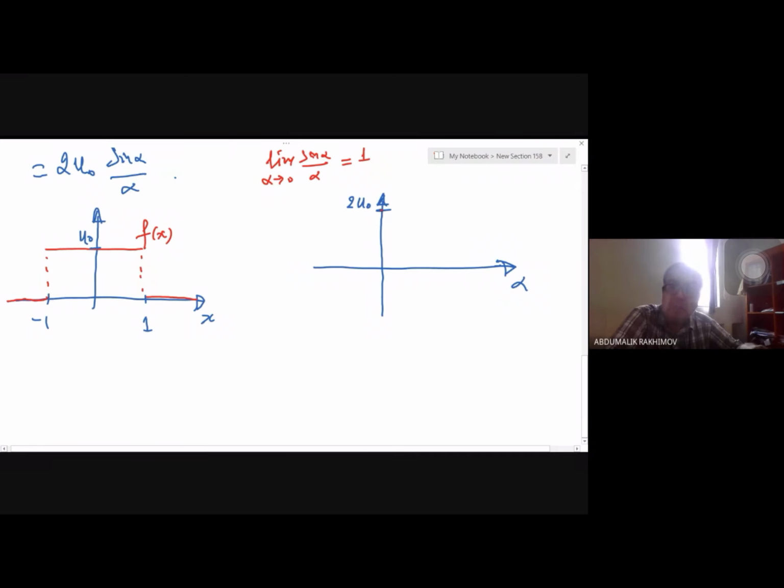You have 2u0 here, then it is sine, oscillating because of sine, and it is damping. The same to the left side, because sine is defined for all alpha, right? It should be symmetric. I will try to draw it symmetric, but you must understand that it is symmetric. So this is the graph of F(alpha). Clear? This is the image of the box function.